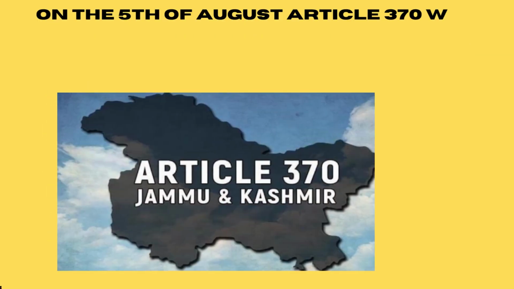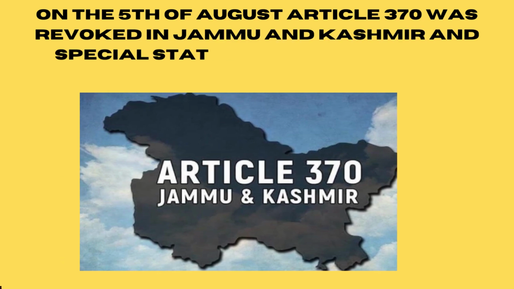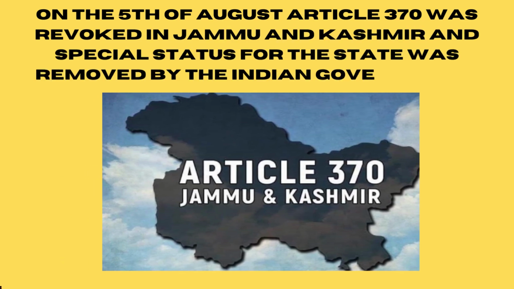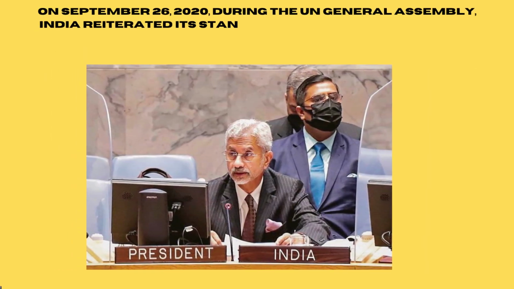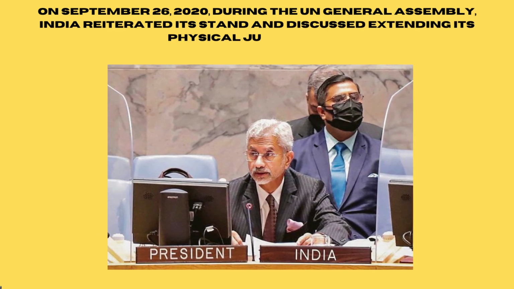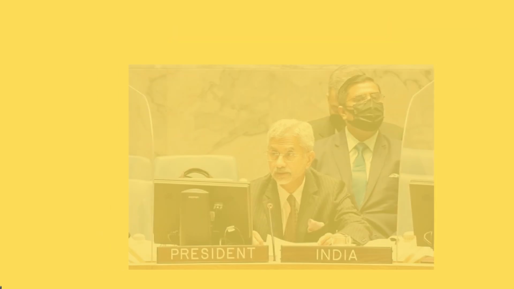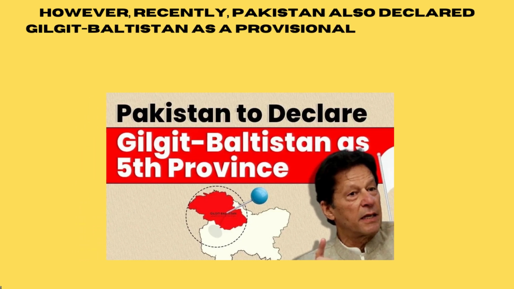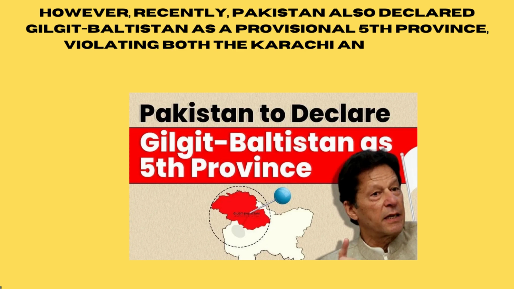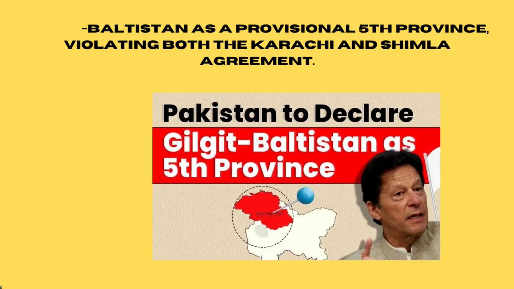Recently, on 5th of August, Article 370 was revoked in Jammu and Kashmir, and the special status of the state was removed by the Indian government. On September 26, 2020, during the UN General Assembly, India reiterated its stance and discussed extending its physical jurisdiction. However, recently, Pakistan also declared Gilgit-Baltistan as its provisional 5th province, violating both the Karachi Agreement and the Shimla Agreement.